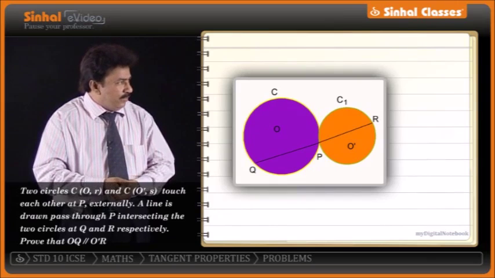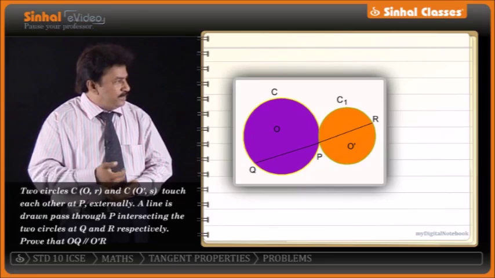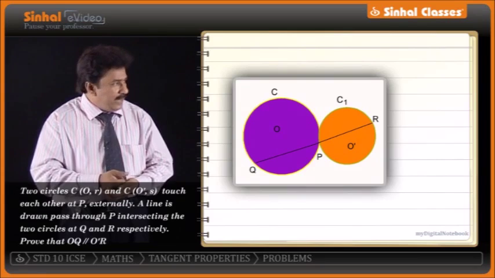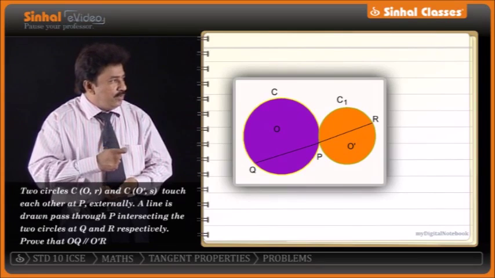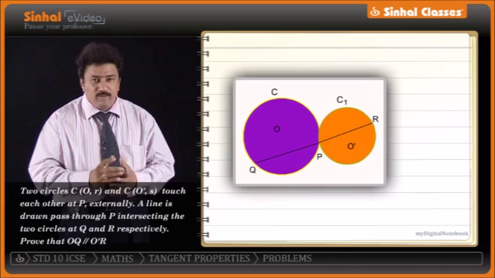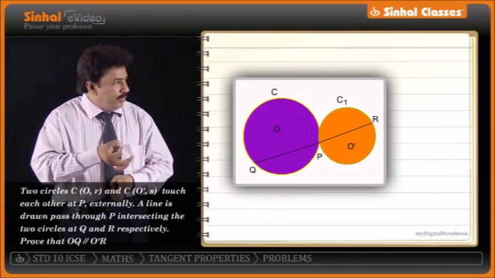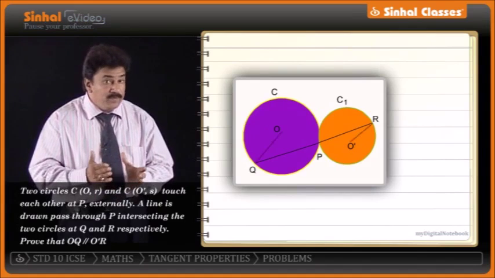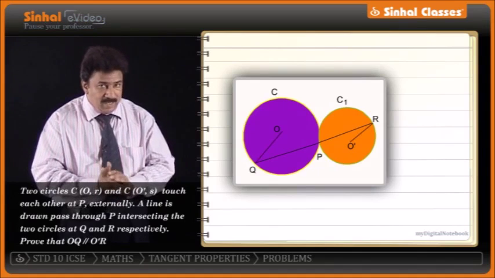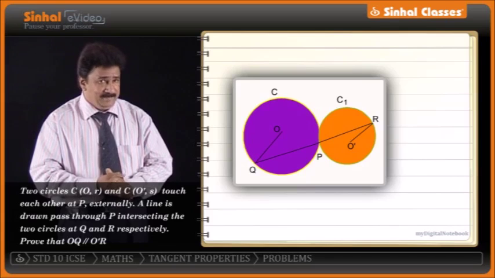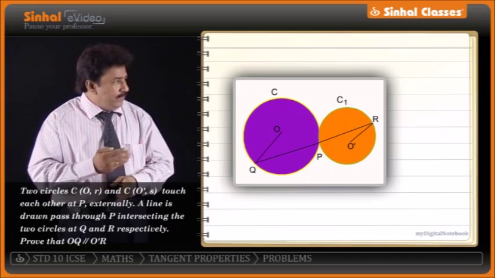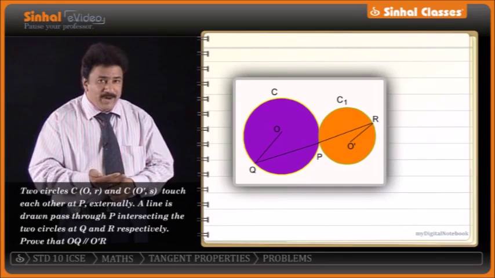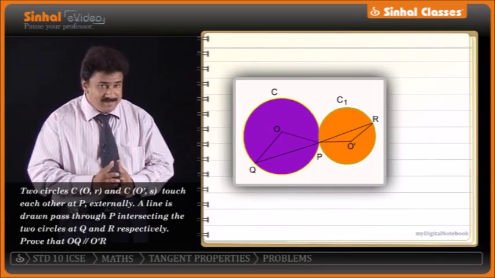What else? What are you going to prove now? Prove that OQ is parallel to O'R. So we have to prove that OQ is parallel to O'R. So first thing is, we'll join OQ and we'll join O'R, because we want to prove these two lines are parallel. I hope you have done up to here. Yes. What is the other thing we can do? We can join OP and we can join O'P. Have you done this? Yes.